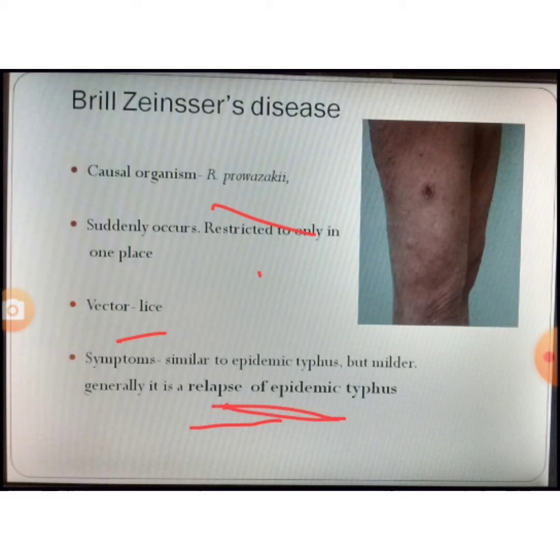The person would be suffering from epidemic typhus, and then later on would become a healthy carrier, and now would get a relapse of the disease. So that is called Brill-Zinsser disease. The symptoms would be similar to the epidemic typhus, but here generally you get the rashes initially.